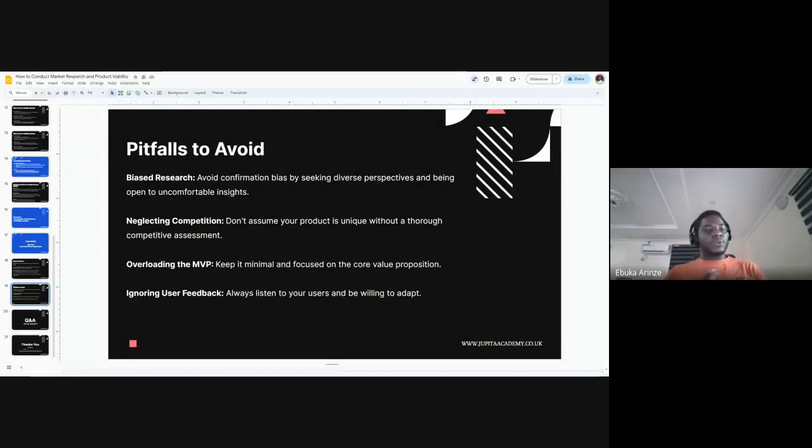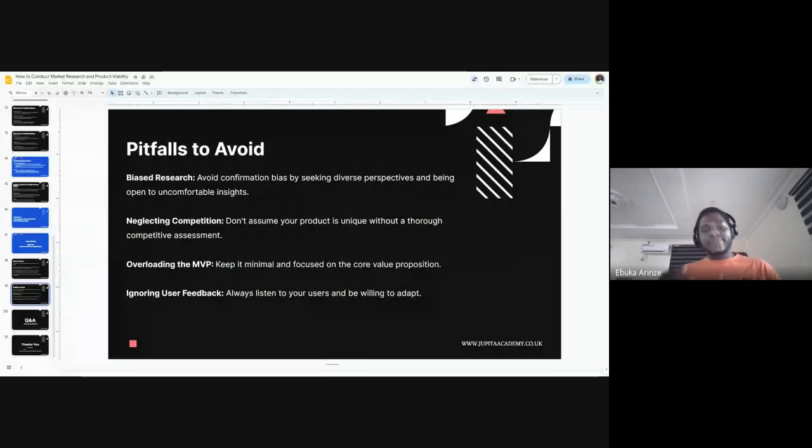Neglecting your competition. Do not assume that your product is unique without thorough competitive analysis and assessment. You have to go into the market and see who is building something similar, who is solving the problem with you, who is in that same industry with you. What are they doing? What are they doing wrong? What are they doing right? How is it going for them?